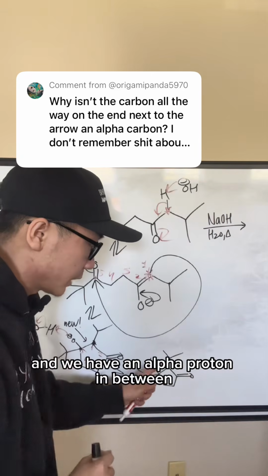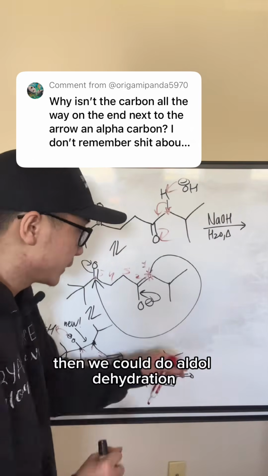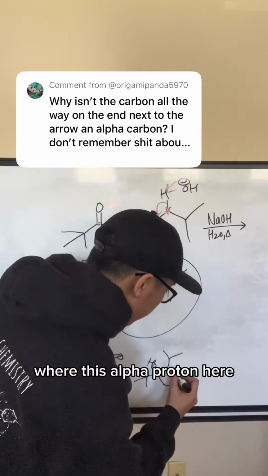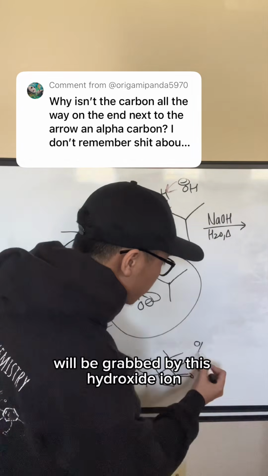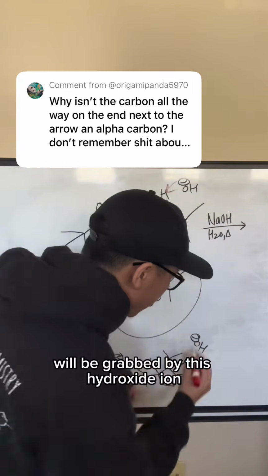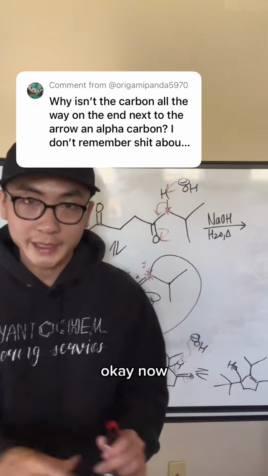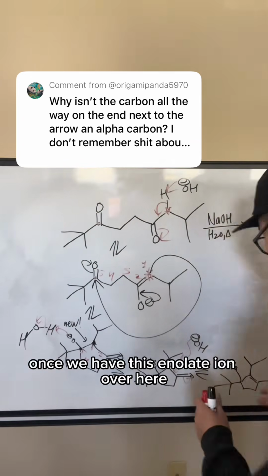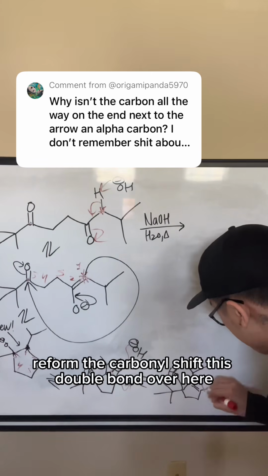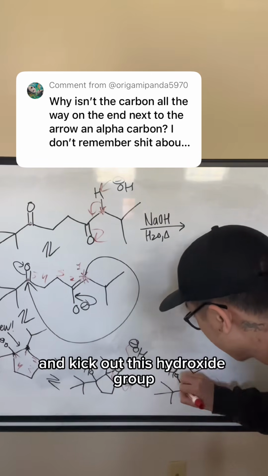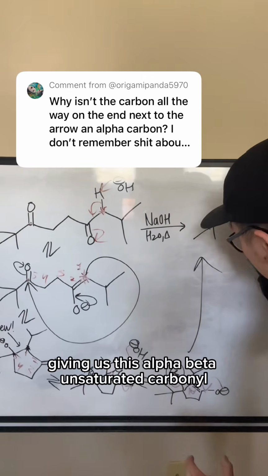Because we're given heat and we have an alpha proton in between the carbonyl and hydroxyl group, then we could do auto dehydration, where this alpha proton here, the most acidic proton in this whole molecule, will be grabbed by this hydroxide ion to generate this enolate ion here. Okay, now once we have this enolate ion over here, reform the carbonyl, shift this double bond over here, and kick out this hydroxide group, giving us this alpha beta unsaturated carbonyl.